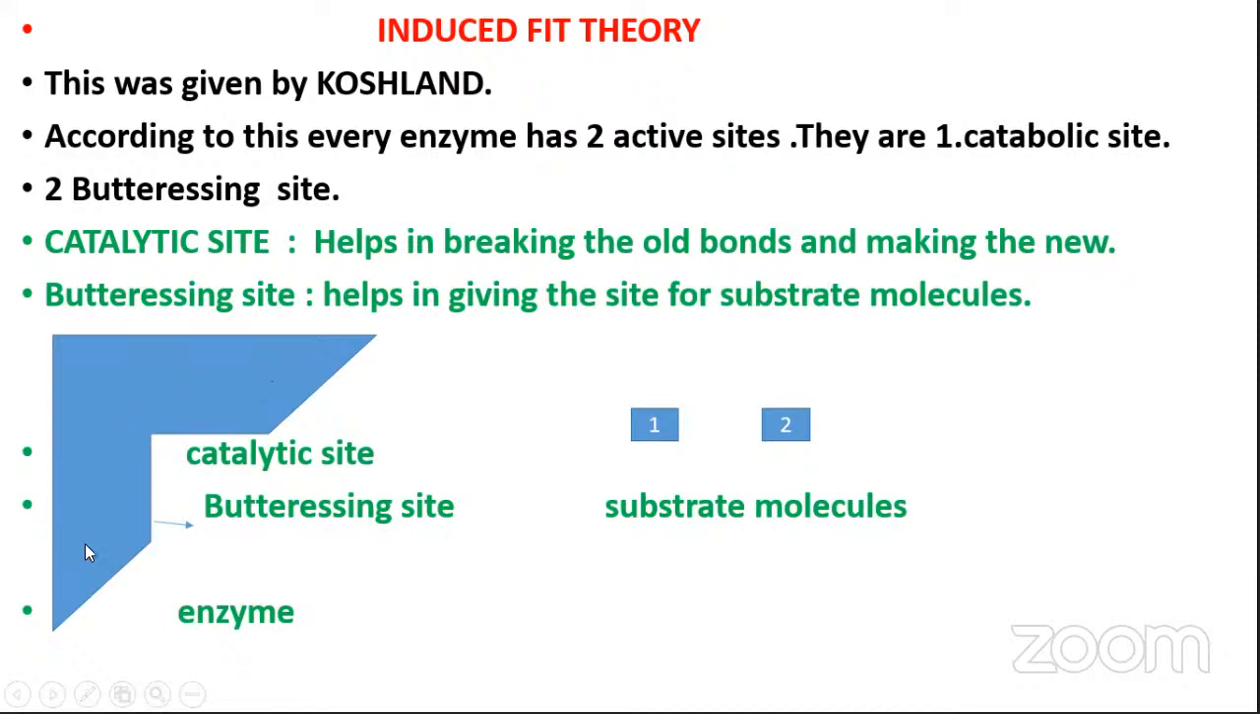See, this is one enzyme molecule, and it has two sites. This site is called the catalytic site, and this longitudinal site is the buttressing site. So each and every enzyme has two active sites. One is the catalytic site, and the other one is the buttressing site. And the substrate molecules participate in the reaction.